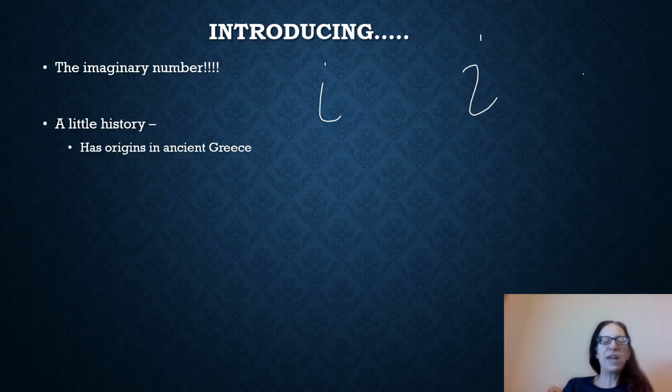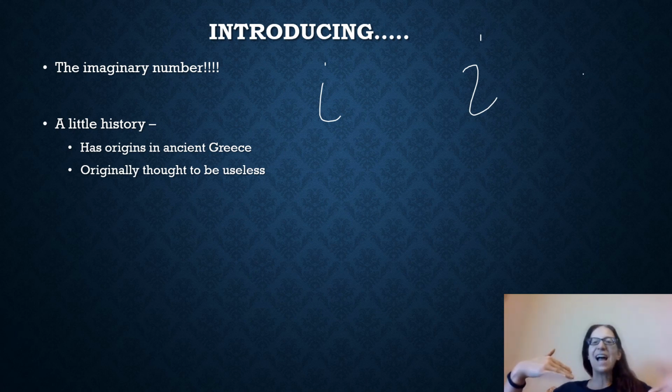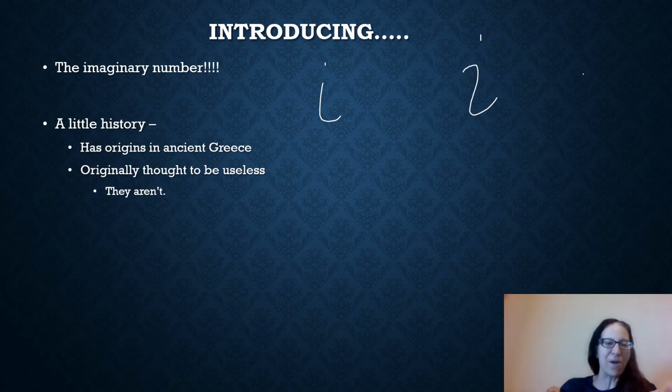All right, so it has its origins in ancient Greece. There's actually kind of an interesting history about where the imaginary number came from. It was originally thought to be useless, so I thought this was an interesting tidbit of history. The term imaginary number, why it's called imaginary instead of something else, was meant to be derogatory. It was meant to make fun of the concept by implying that they were fake and useless. That's where the name came from. But they aren't useless, okay? They actually are useful.